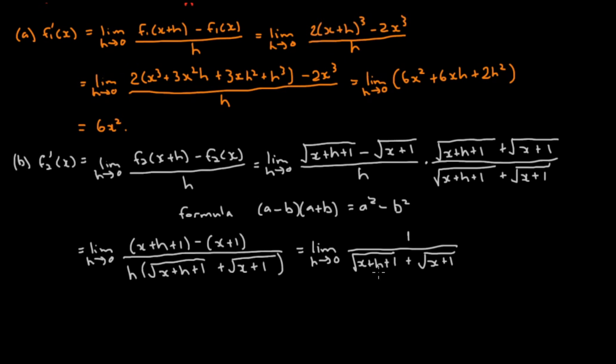This first term, the h goes to 0, so we have square root of x plus 1 plus another square root of x plus 1. That's 2 of them. So we have 1 over 2 times the square root of x plus 1. And again, we can check this answer by going back to f2 and differentiating directly.